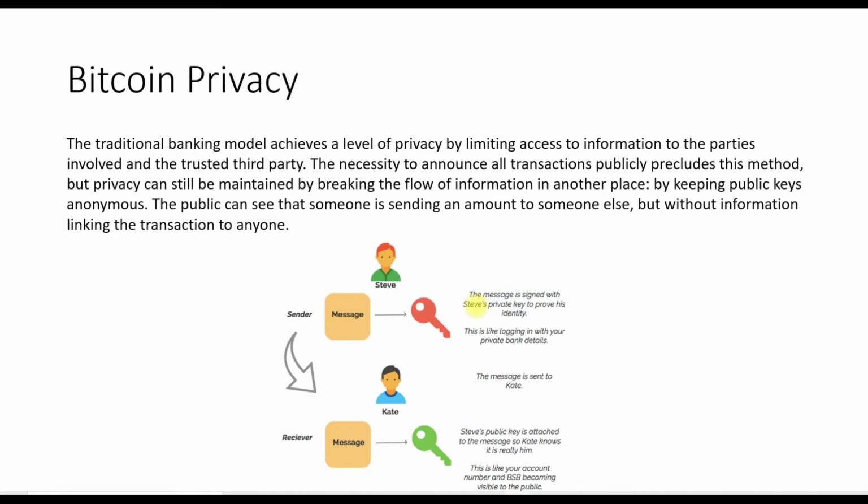So we go to the next one. Bitcoin privacy, which is really important. Traditional banking models achieve a level of privacy by limiting the access to the information to the parties involved and the trusted third party. The necessity to announce all the transactions publicly precludes this method, but privacy can still be maintained by breaking the flow of information in another place. By keeping public keys anonymous, the public can see that someone is sending an amount to someone else, but without the information linking the transaction to anyone. So do you want to elaborate on this one a bit more?